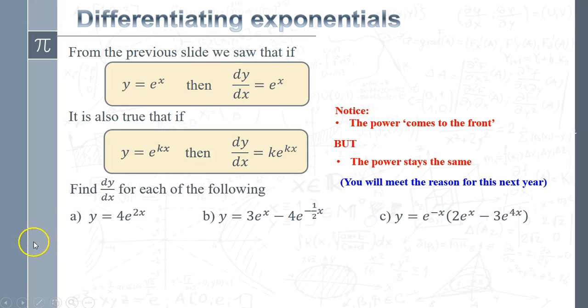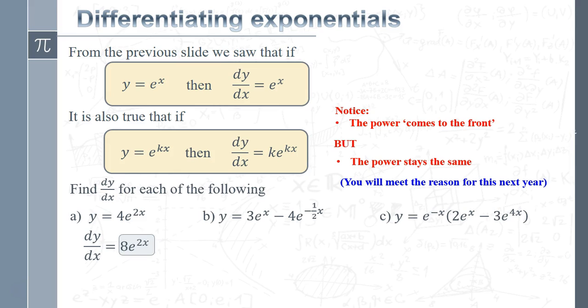So here we go. We've got some function y equals 4e to the power 2x, and we've got to find the gradient function. We've got to differentiate it. So what we're going to do is bring the power to the front, but leave the power the same. So hopefully you can see that's just going to become 8e to the power of 2x.